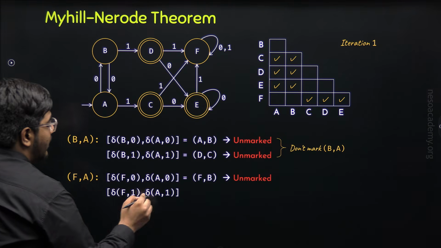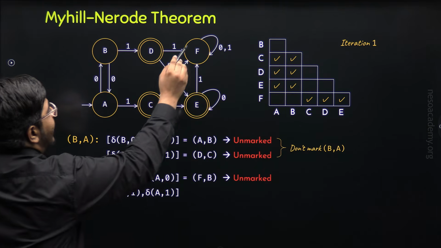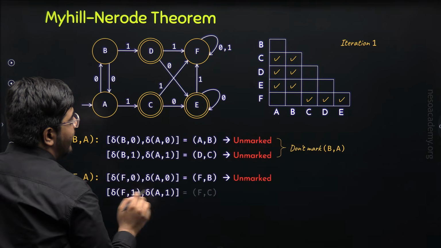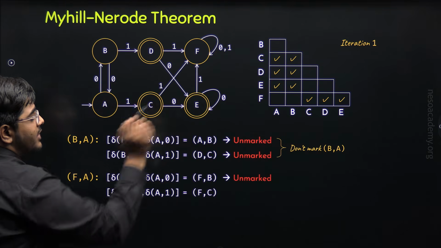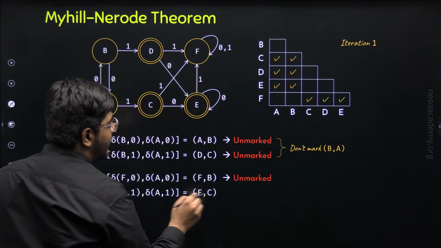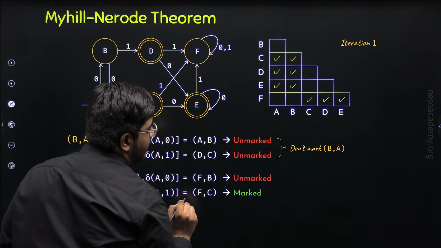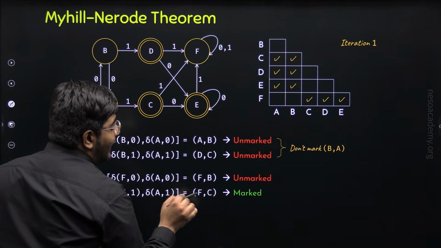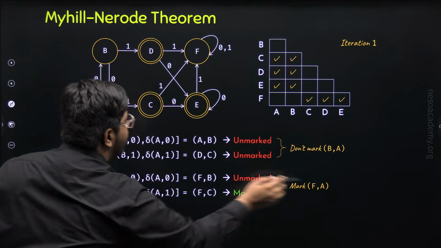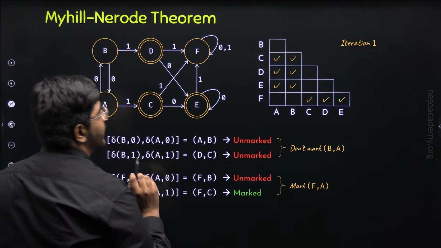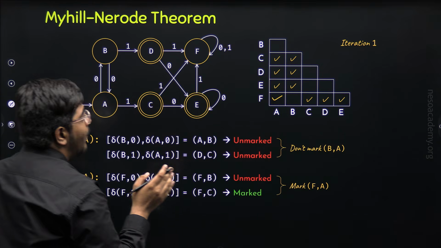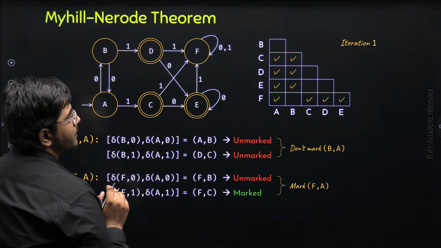Delta F comma 1, delta A comma 1. F comma 1 is F and A comma 1 is C. So we are getting F comma C. Let's check F comma C. F comma C is marked. This time we are getting F comma C as a marked pair. So we can see at least one pair is marked. That is why we will mark F comma A in this particular table. So F comma A will be marked. And now our table looks like this.